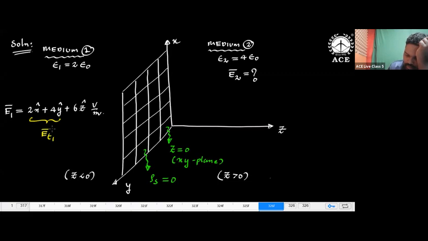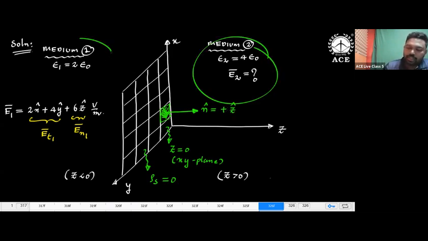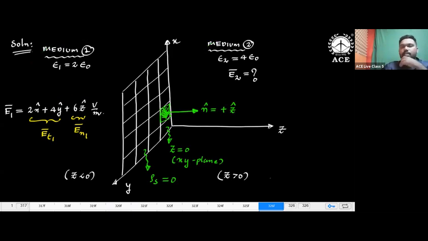Here it is ET1. Here it is EN1. And what is the normal here? The positive normal is in the Z direction from medium 1 to medium 2. So you need to take the difference. How? This positive normal is from 1 to 2, so you have to take medium 2 minus medium 1 when you are taking the difference of the boundary conditions, especially for Dn2 minus Dn1. Now you can proceed.